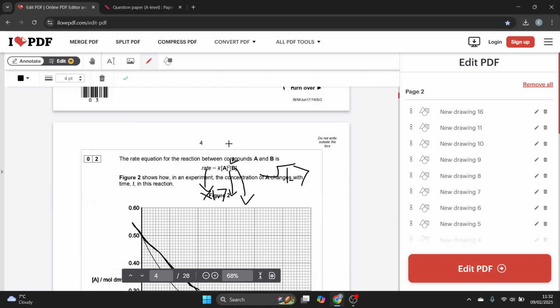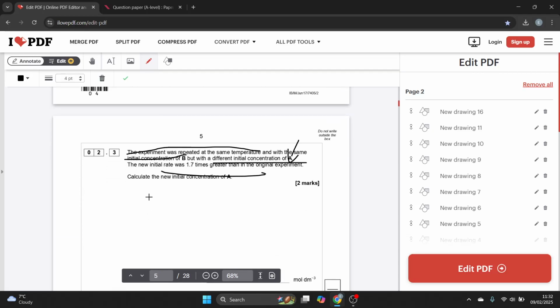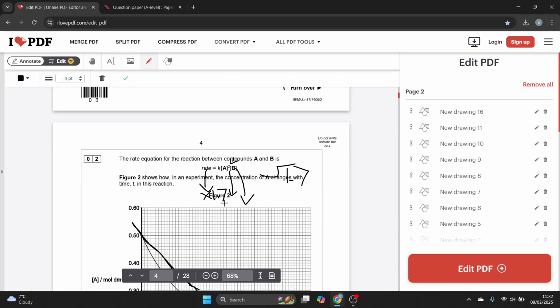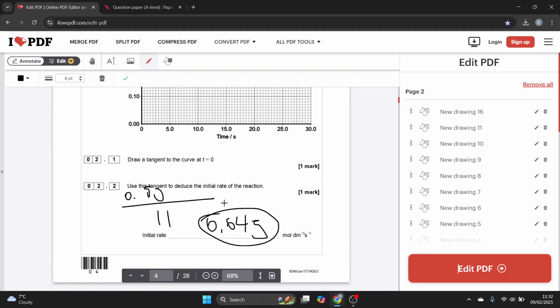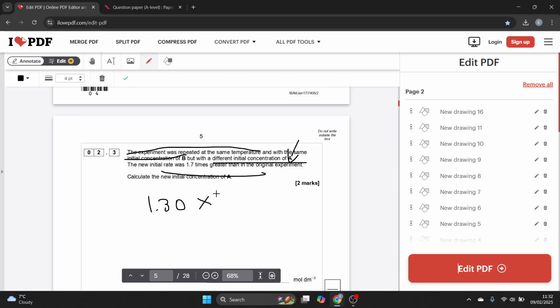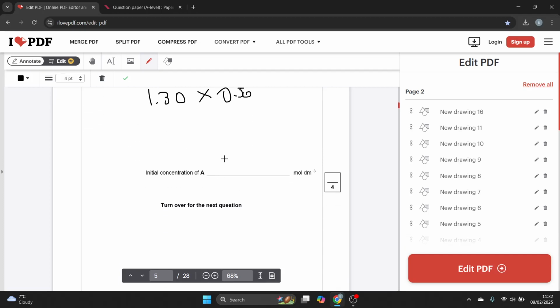Well, root 1.7 is what? 1.30, so it's going to be 1.30 times by 0.50, which would give me 0.65 moles per dm cubed.